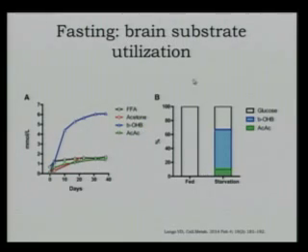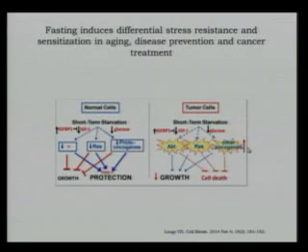If you look at brain substrate uptake, in a postprandial state, your brain is relying upon glucose as its source of energy. But in a fasted state, you're essentially relying on ketone bodies. So the predominant source of fuel for the brain in a fasted state, once you make that switch, is beta hydroxybutyrate, or a ketone body.